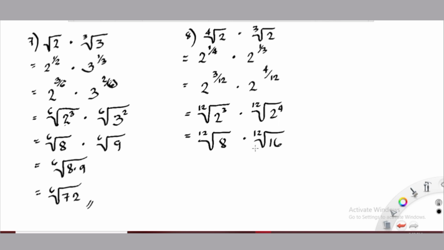Now, let's apply the product rule. So, we're gonna have here 12th root of 8 times 16. 8 times 16 will give us 128. So, this is our final answer because we can no longer simplify this. So, the final answer is the 12th root of 128.